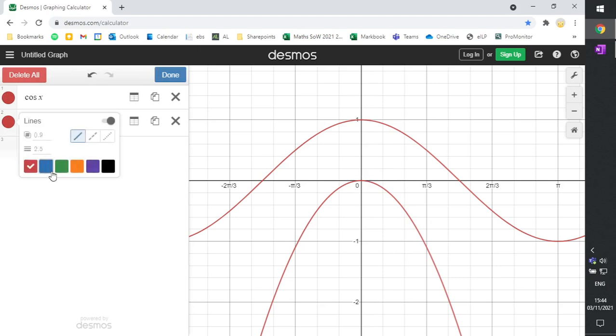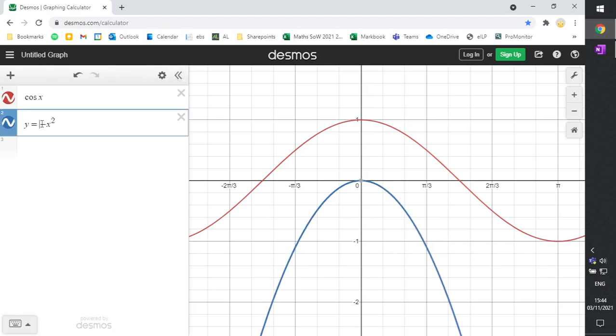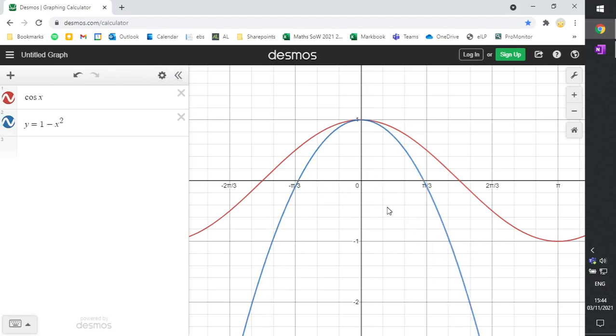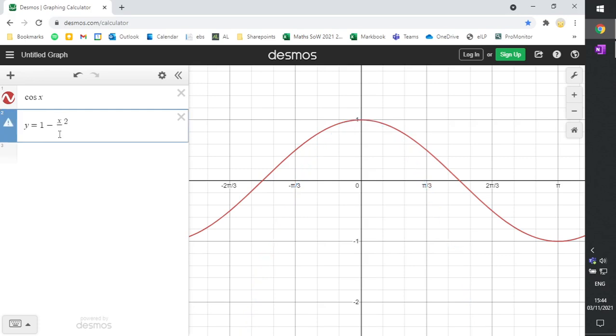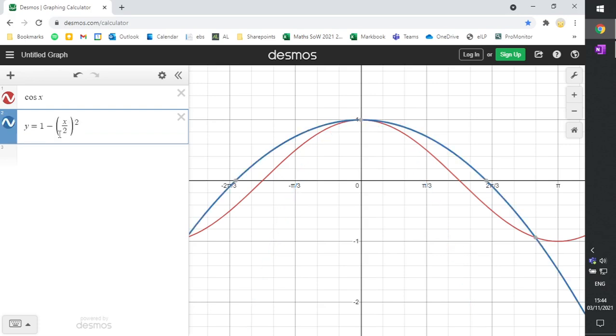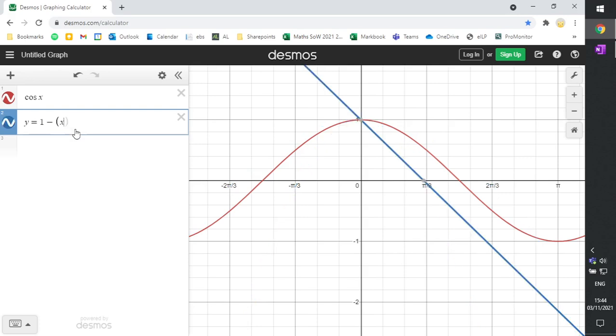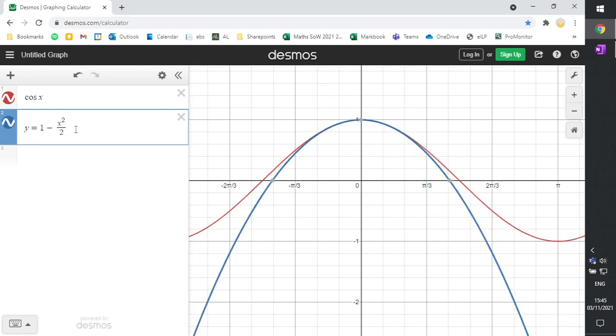Let's just change the color of this as well. Okay. So maybe if we move it up by 1, so it starts there, that's not too bad, is it? But I think we need to stretch it outwards as well to make it fit better. If I stretch it outwards by 2, I could replace my x with an x over 2. In fact, I don't want the over 2 in there. I just want it to be x squared over 2. There we go. That's a much better fit.